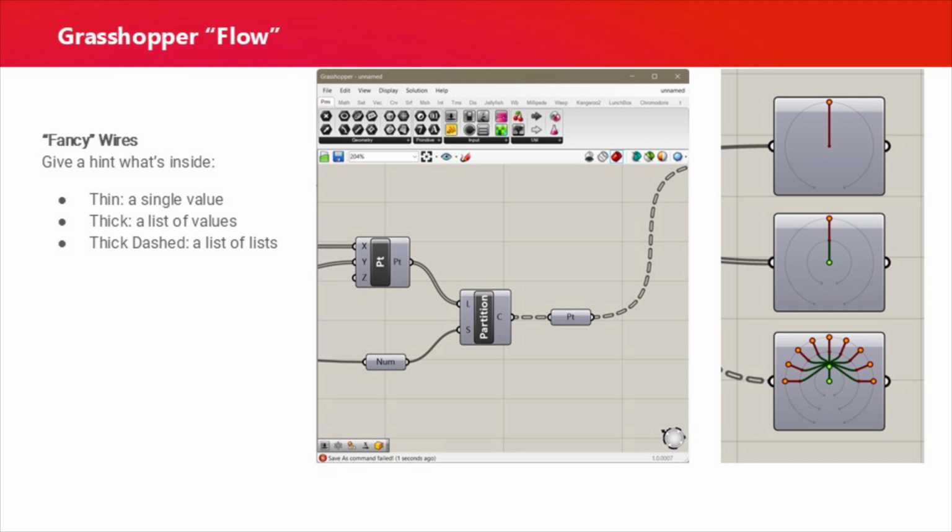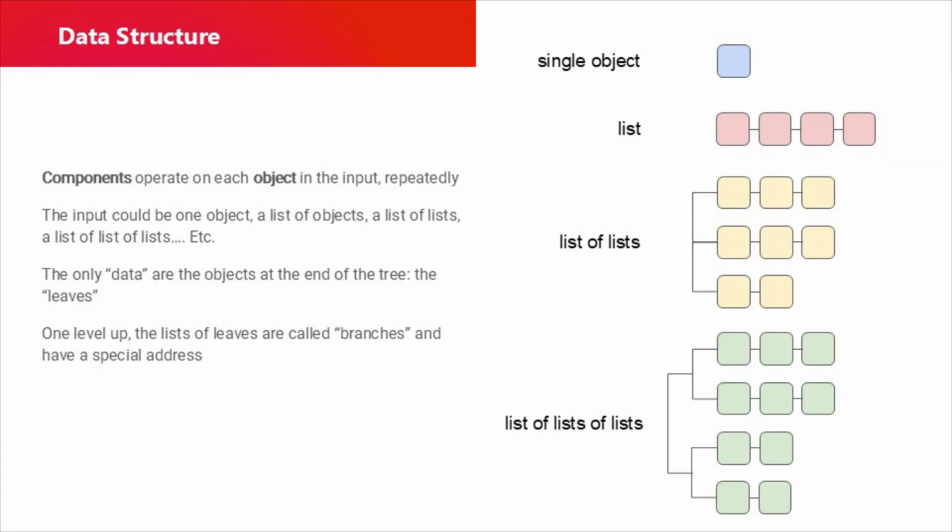Just by glancing at your canvas, you can tell whether you're working with one thing or many things, and you can pay attention to your wires that way. So they're telling you basically anything you need to know about your data structure. So how is data organized? At the simplest level, you have a single object. In this case, it could be 1 point or one number.